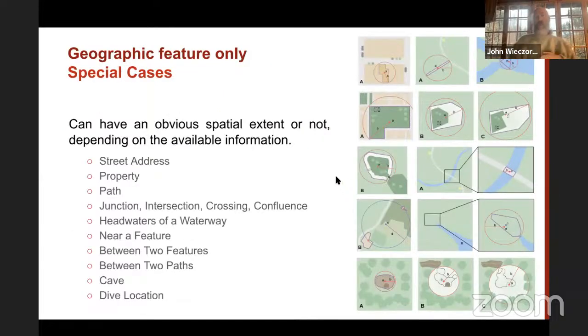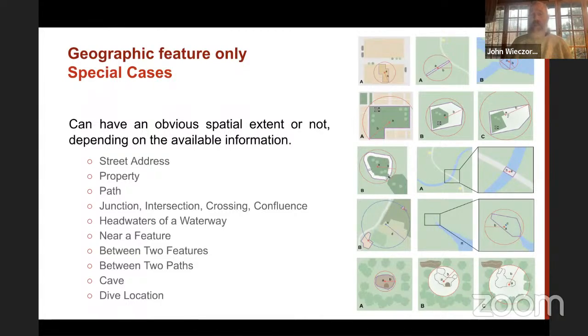So there are other special cases for geographic features only. Some of them have obvious spatial extents, some of them don't. And it depends a lot on where the information is coming from. So a perfect example of that is a street address. A lot of times using Google Maps, you can look up a very specific street address and see, with a combination of the street map and with a satellite map, maybe, exactly where the boundaries of that address might be. So that's a specific one with a specific spatial extent.